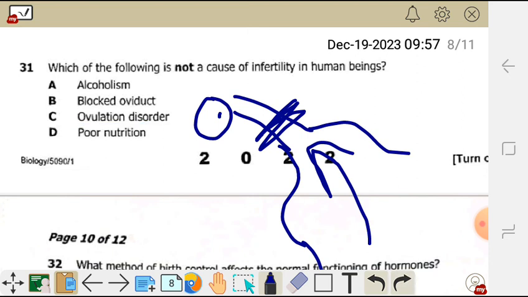Ovulation disorders are associated with the ovulation, the release of the egg in female. If you have a disorder to do with ovulation, you can have infertility. Poor nutrition can cause hormone imbalances in female and also low production of sperms in males. Low sperm count can be caused by poor nutrition. The nutrients which are involved in formation of sperm and ovaries are poor, so that can cause infertility. But alcoholism is not a cause of infertility in human being.